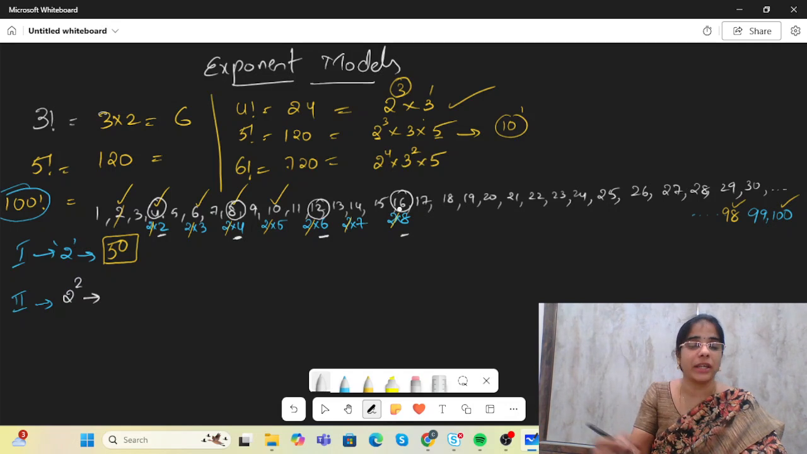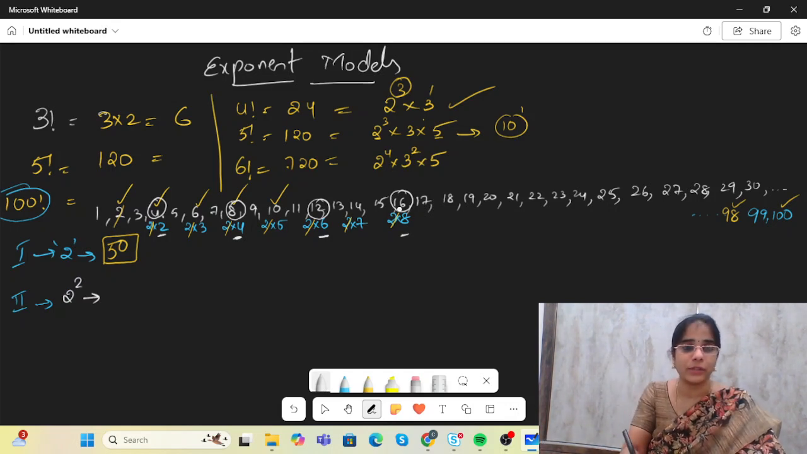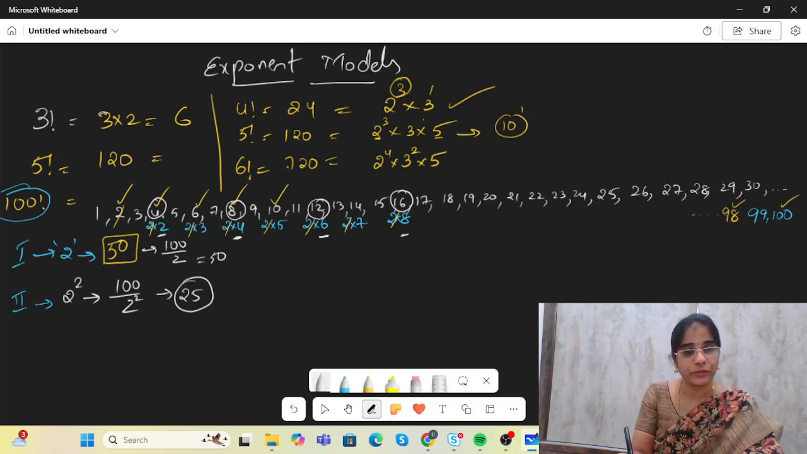So 2 square, how many such 2 square values are there? Out of all these 100 numbers, 100 divided by 2 square. Earlier one is 100 divided by 2. So 100 divided by 4, what will that be? 25, right? So here I got 50.